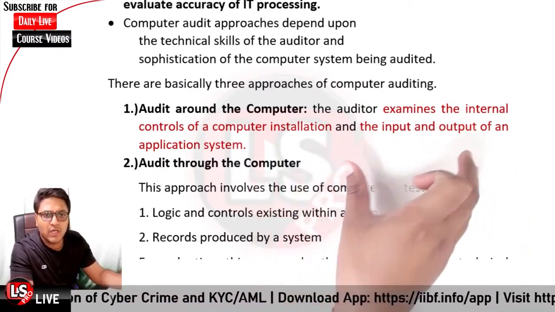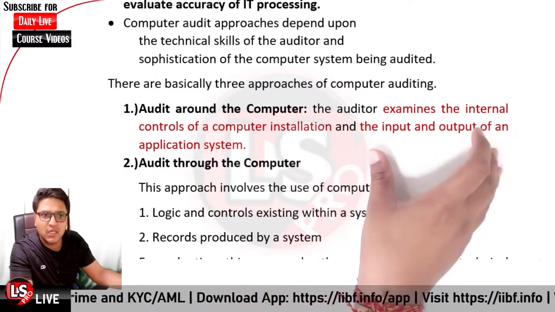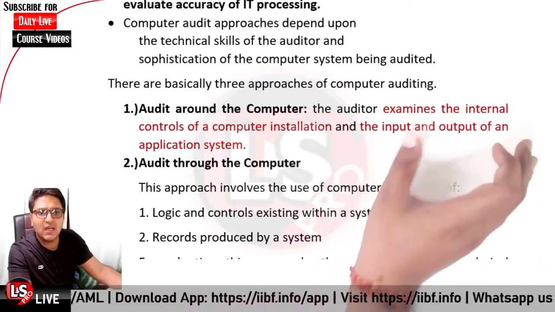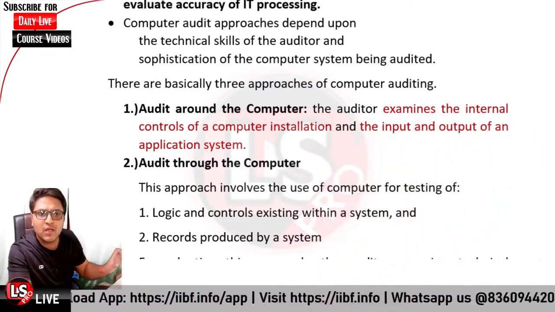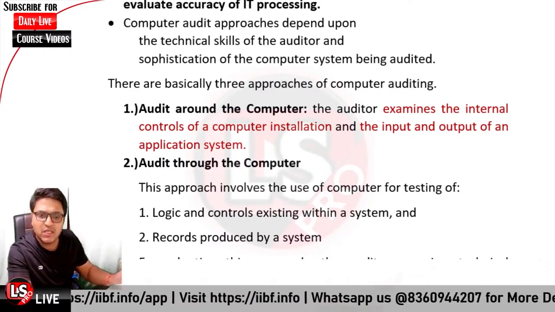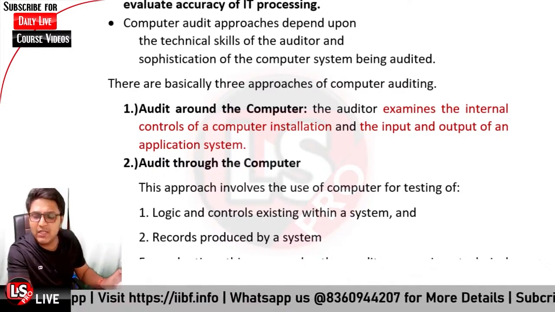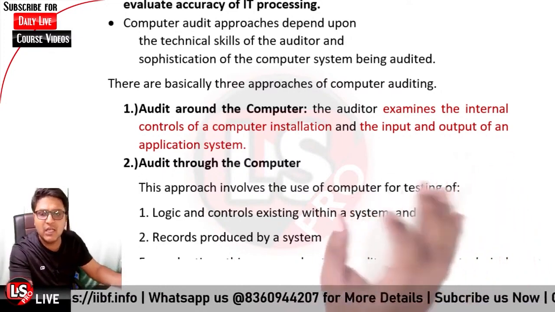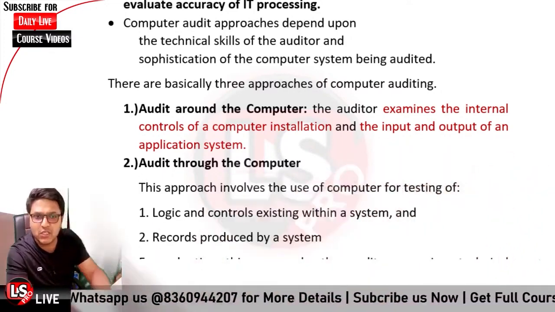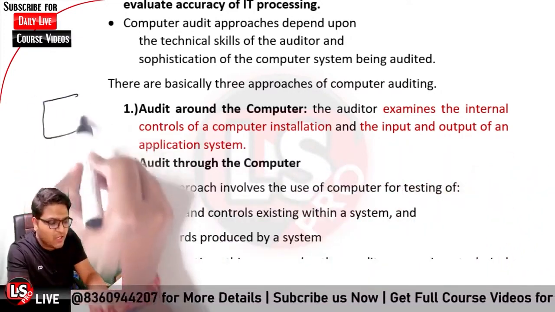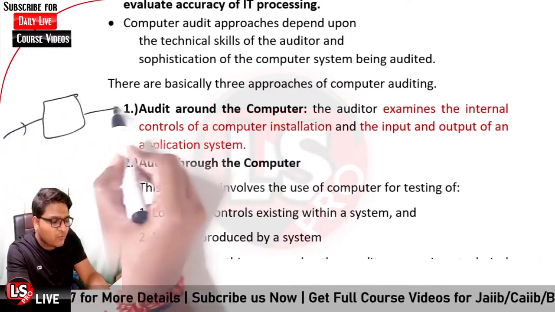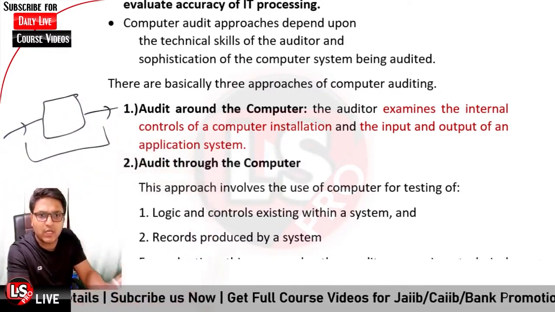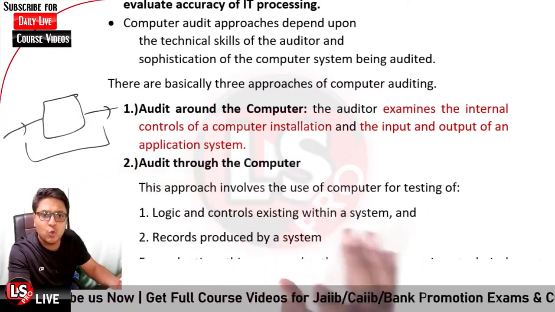In the case of audit around the computer, the auditor examines the internal controls of the computer installation: what internal controls are available in the computer installations, and what is the input and output of an application. So if we are working with some application, the auditor will check what is the input and what is the output. If there is some change, he will report it. Okay. Then second, it is regarding audit through the computer.